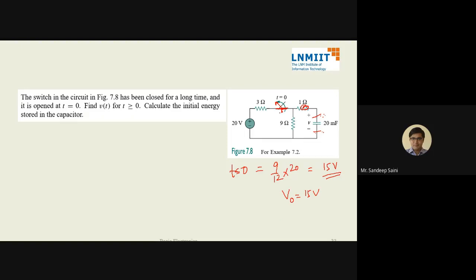Now after that I am saying this switch is open. That means this much circuit is gone. So now I have one capacitor in parallel with these two. I am asking the voltage across here. So what is the value of R? 10 ohm. C is 20 millifarad. So RC you get 0.2. That means my equation of Vt is 15 into e raised to power minus t by 0.2, or 15 e raised to power minus 5t.